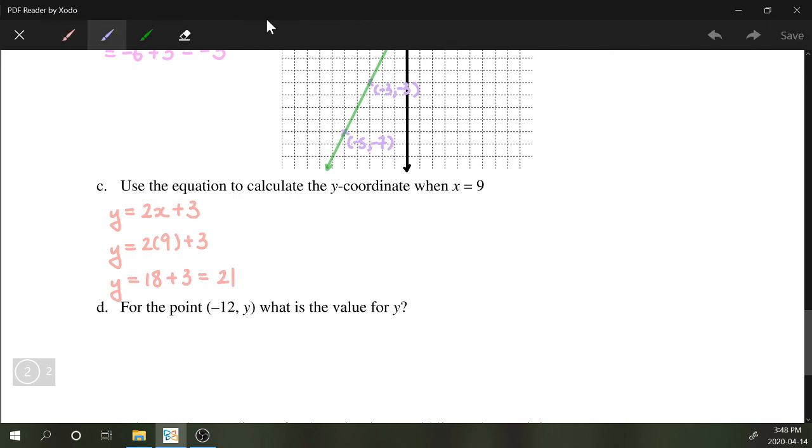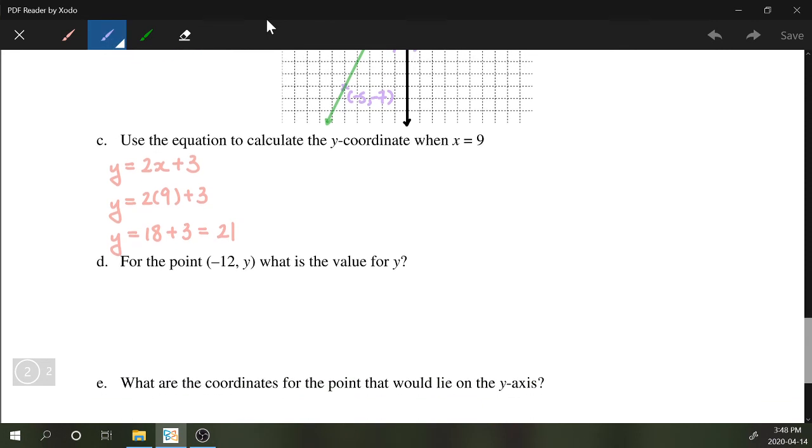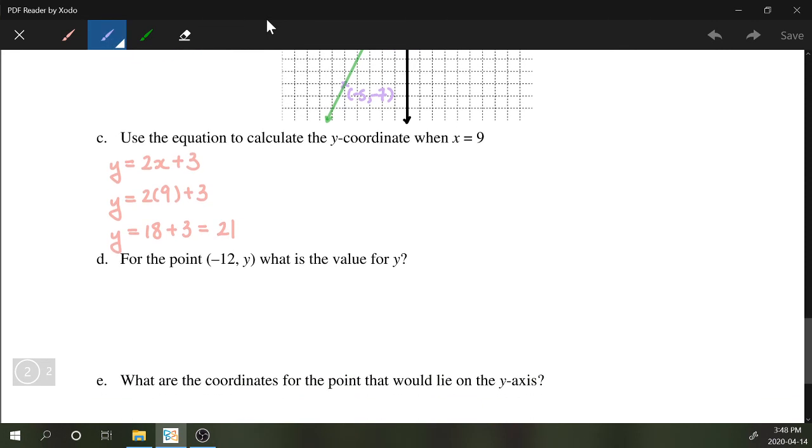Follow that up with the next example. It says here for the point negative 12 comma y, what is the value of y? So notice that this is, of course, the x value. So we can do something very similar. Start with y equals 2 times negative 12 plus 3. So that would be negative 24 plus 3, which finally gives us negative 21 for the y value.